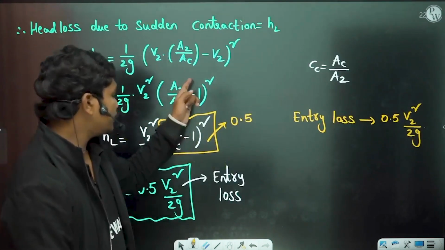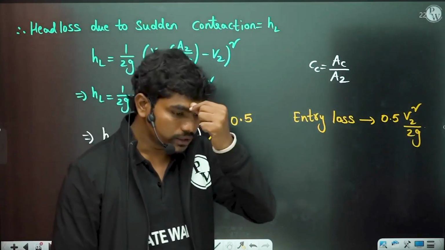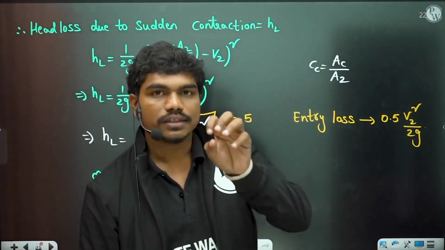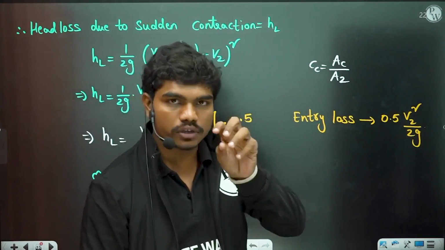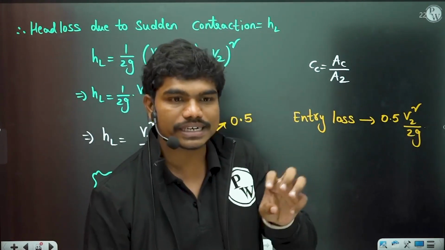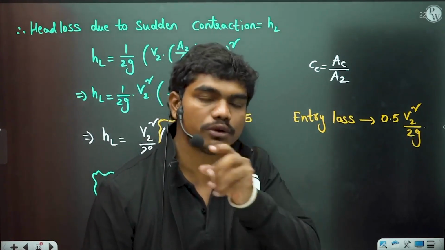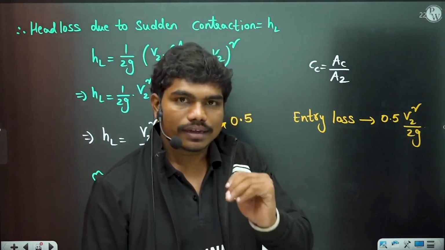Clear? But here we introduce the concept of the vena contracta. Basically whenever there is a sudden contraction, the streamlines cannot adjust to the pipe diameter immediately. So the bending of the streamlines will continue over a certain span, and then we have the things.